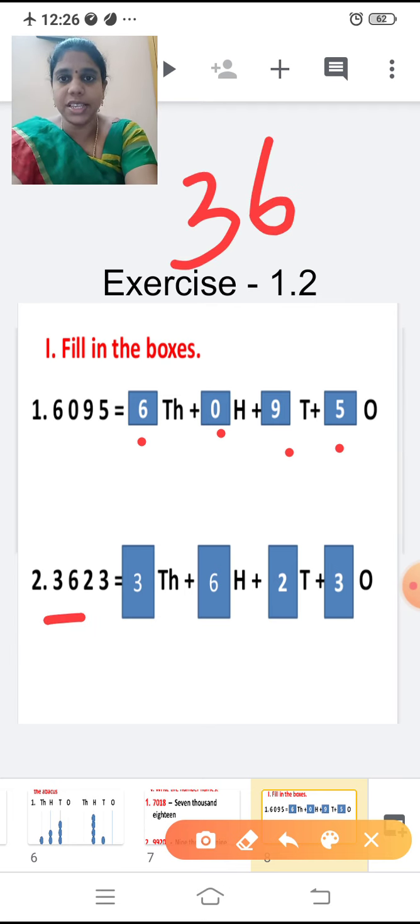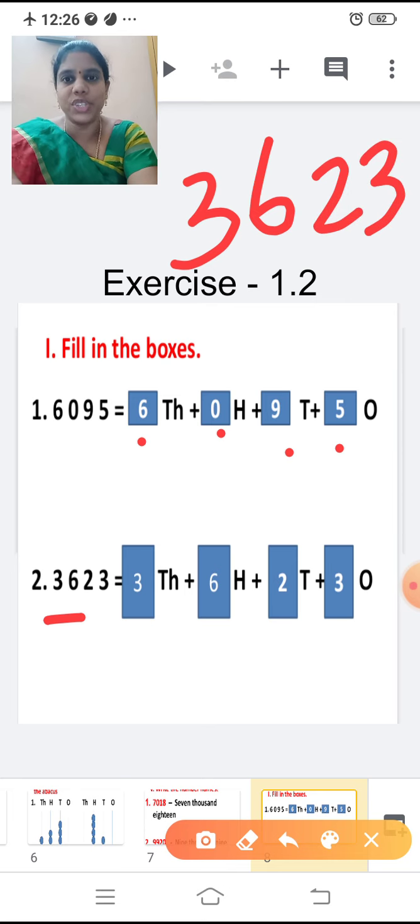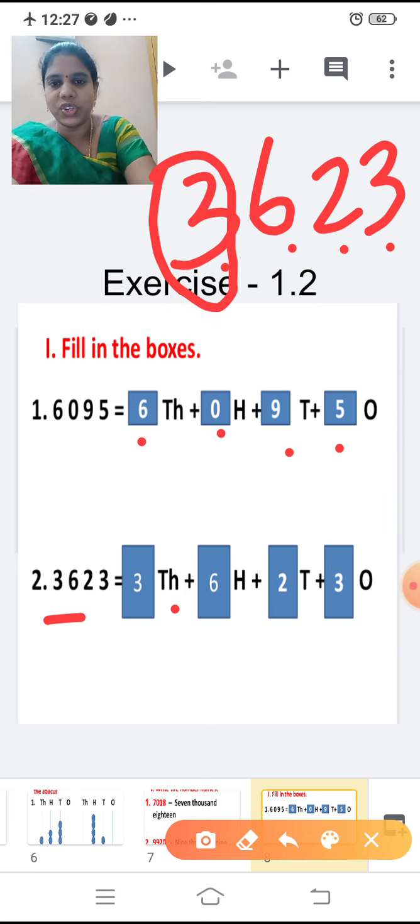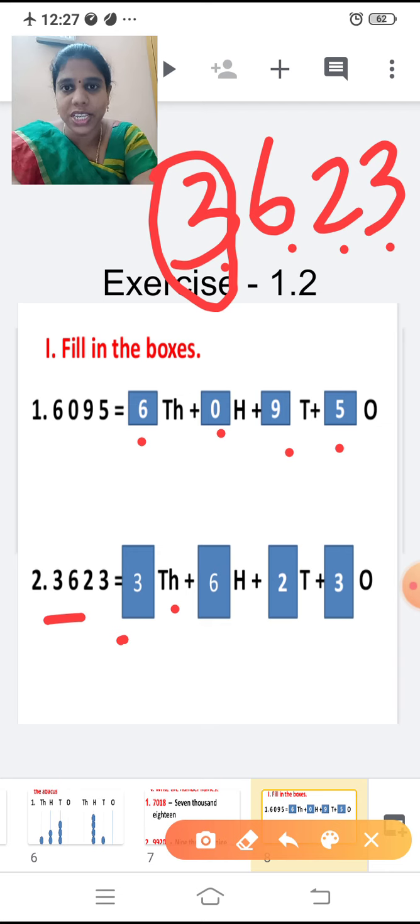3,623. In this, now tell me children, it is 3 in the ones place, 2 in the tens place, 6 in the hundreds place and 3 in the thousands place, right? Now what number will we write in the thousands place? How many thousands do we have? 3,000. So write 3 inside the box.